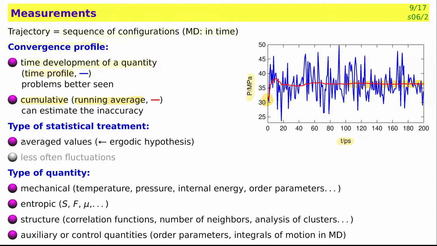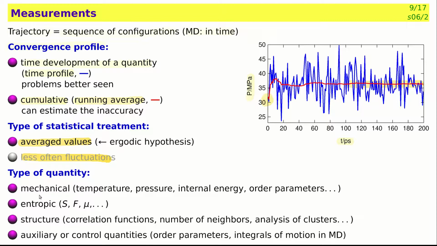Typically, we calculate average values. We know by the ergodic hypothesis that these average values correspond to the ensemble averages. That is, we directly calculate a sample from the ensemble in Monte Carlo. In molecular dynamics, we have time development, but the average values should be the same. Less often, we calculate other quantities like fluctuations and so on.